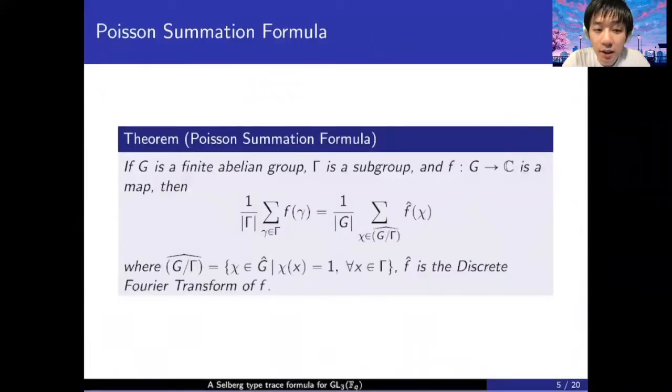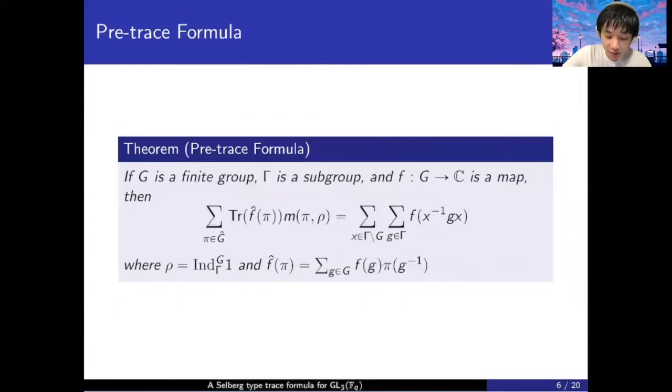We have the Poisson summation formula, which says for the abelian case, if G is a finite abelian group, gamma is a subgroup of G, and f is a function from G to C, then 1 over the size of gamma times the summation over gamma in gamma of f of gamma is equal to 1 over the size of G times the summation over all chi in (G mod gamma) hat of f hat of chi, where (G mod gamma) hat is all the inequivalent irreducible unitary representations of G such that chi of x is equal to 1 for all x in gamma, and f hat is the discrete Fourier transform of f. We have a similar formula for the non-abelian case, but it's a little bit more complicated.